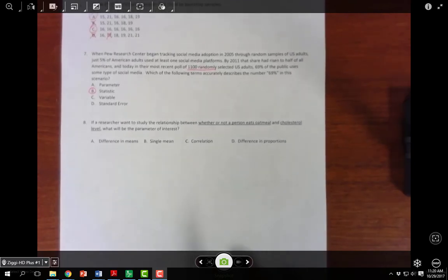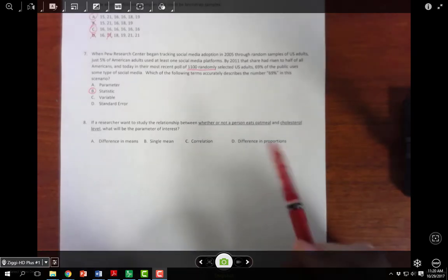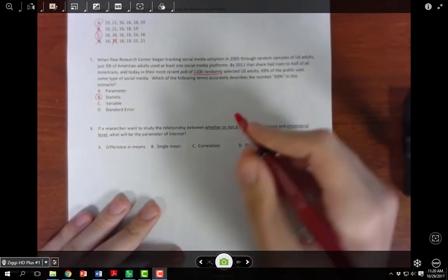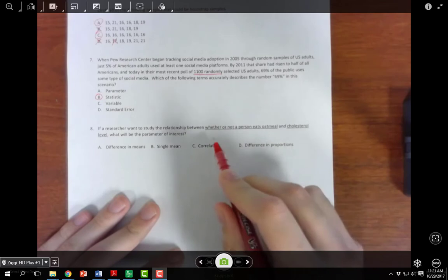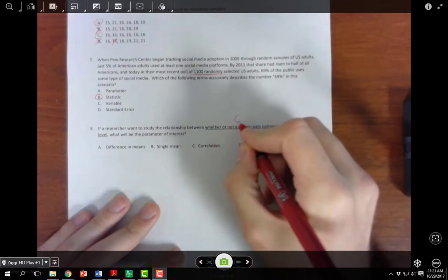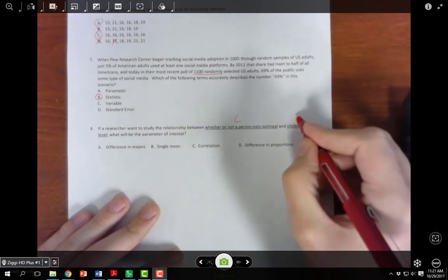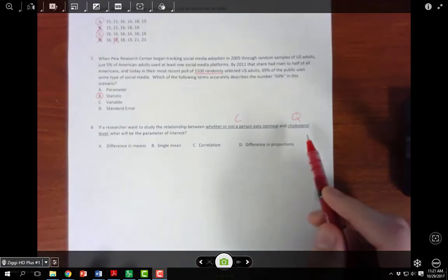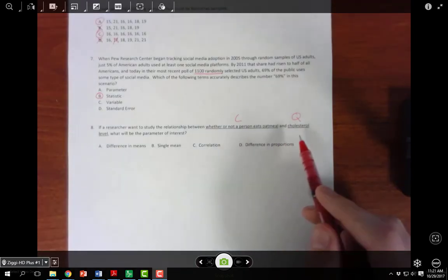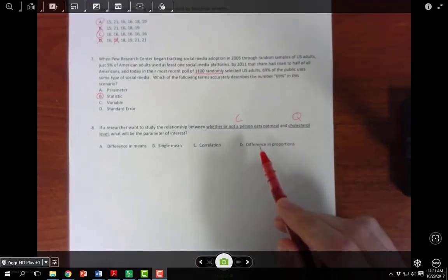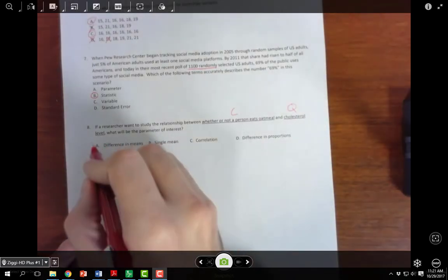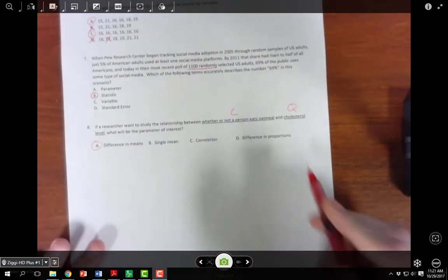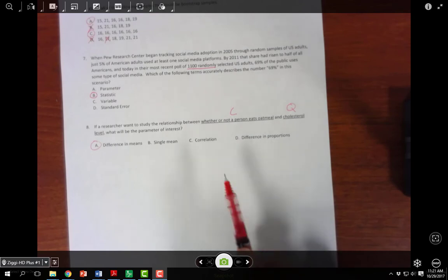Then 8 says, if a researcher wants to study the relationship between whether or not a person eats oatmeal and the cholesterol level, what would be the parameter of interest? So we want to figure out what our two variables are. Whether or not a person eats oatmeal is categorical, and the cholesterol level is quantitative. So it's going to look at the cholesterol level for people who eat oatmeal, the cholesterol level for the people who don't eat oatmeal, and just take the difference between the two. So the difference would be a difference in means, because we're looking at the average cholesterol level between the two groups.